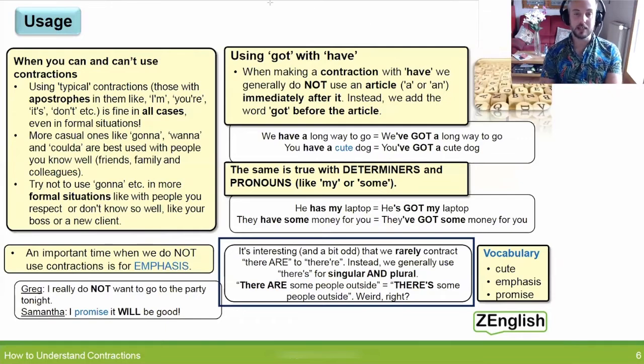Let's take a look at an example. So if we say there are some people outside, people plural, so the verb to be is are, there are some people outside, and we want to contract it, we don't say there're, we say there's. There's some people outside. It's a bit weird, isn't it? But that is what we do. Now, you could say there are some people outside. You can say that, but generally you'll find modern native speakers, myself included, we don't say there are. We generally say there's. So try that out. It really makes it more natural and easier to say, I would suggest.